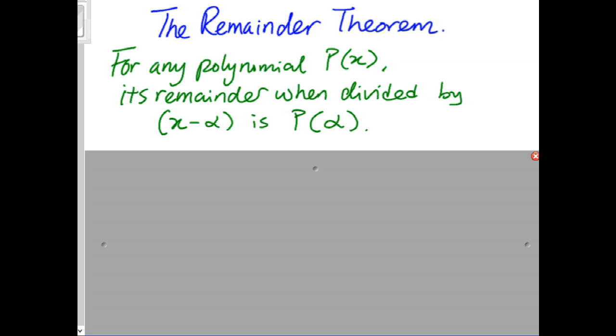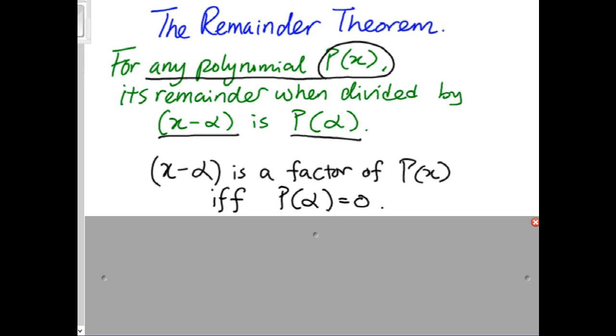Today we talk about the remainder theorem. For any polynomial p of x, its remainder when divided by a linear function x minus alpha is just going to be p of alpha. This is very simple.